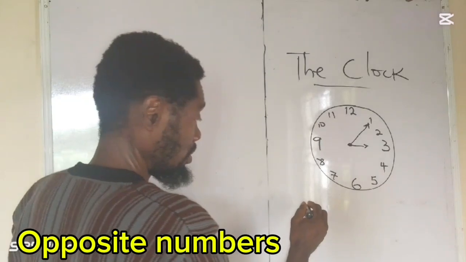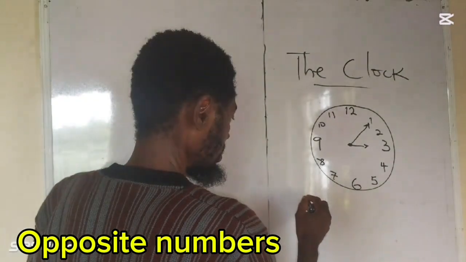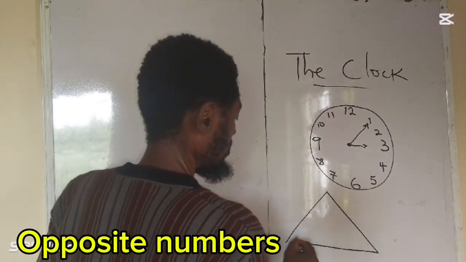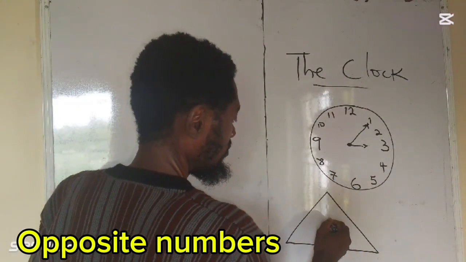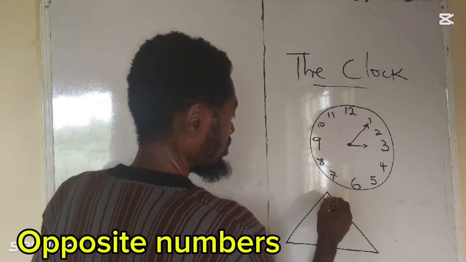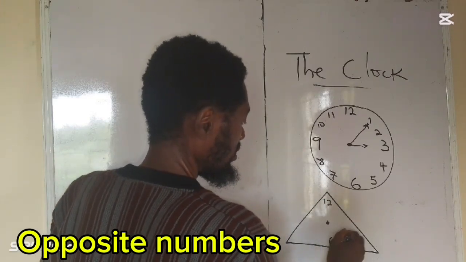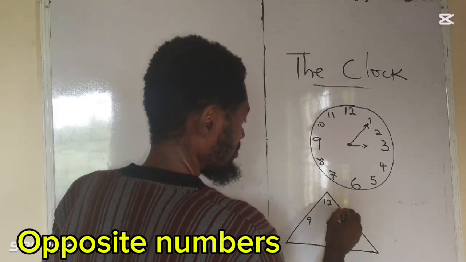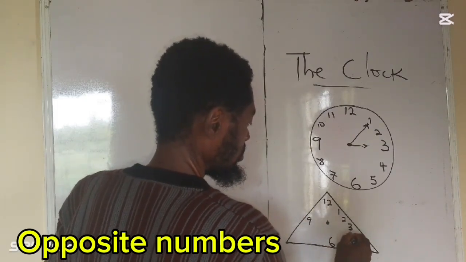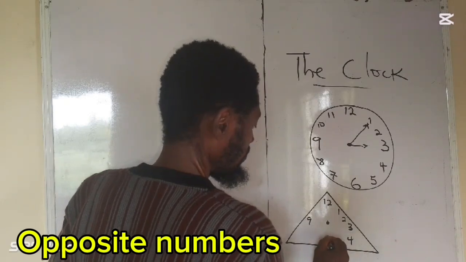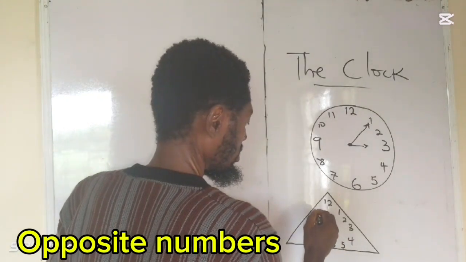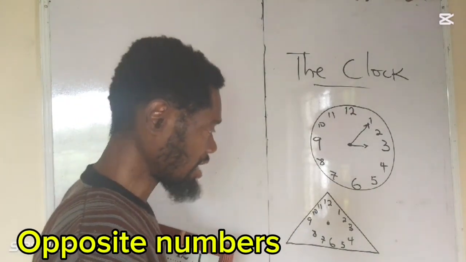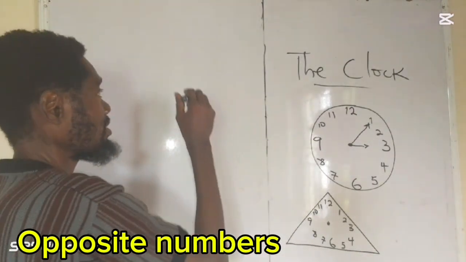You can use any shape you like. Let's use a triangle. Put the center of the clock, your 12, 6 down, your 3, opposite, 9. Then put the numbers 1, 2, 4, 5, 7, 8, 10, 11. That is how you draw your clock. You can see that. You can use any shape you like.